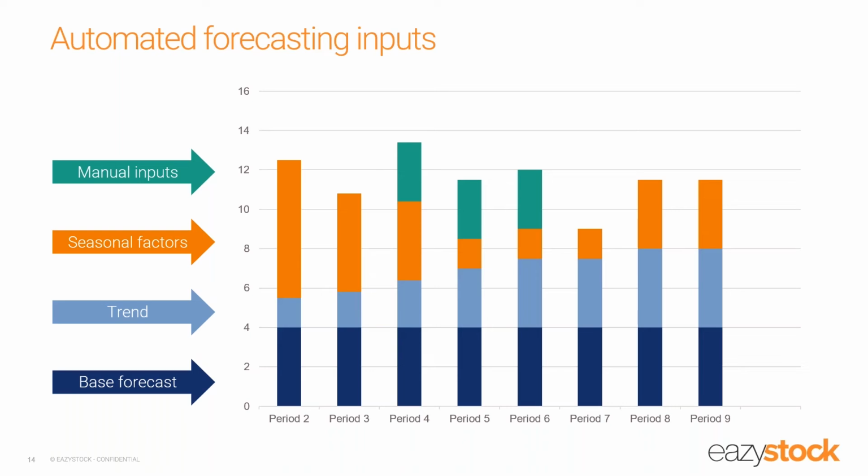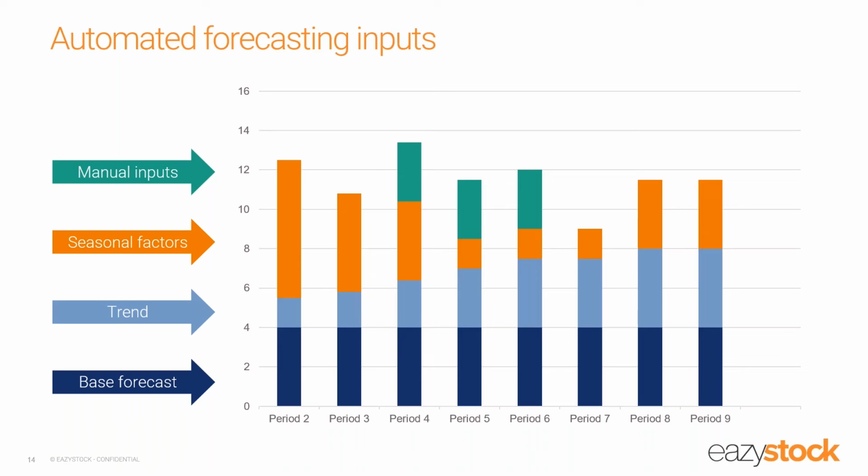The third is going to be your seasonal factors. So the system automatically identifies seasonality and applies seasonal profiles to your items. If there are items that maybe the system doesn't deem seasonal, but you do, you can apply a seasonal profile to those items with the click of a button.